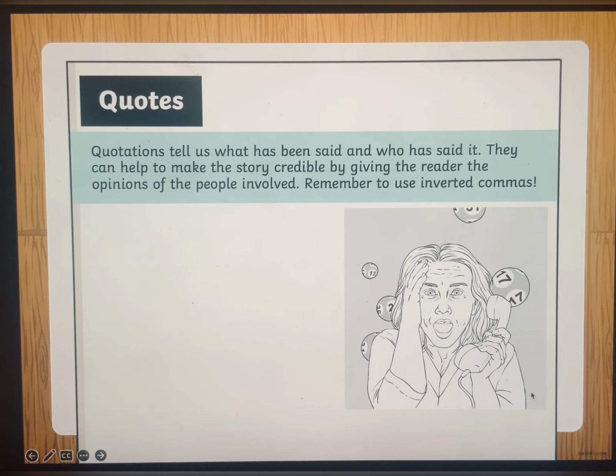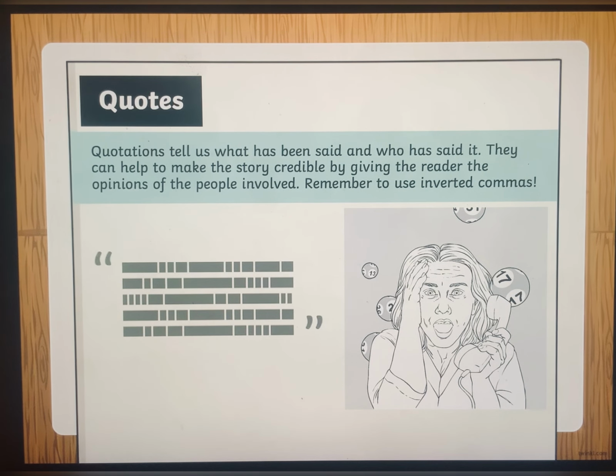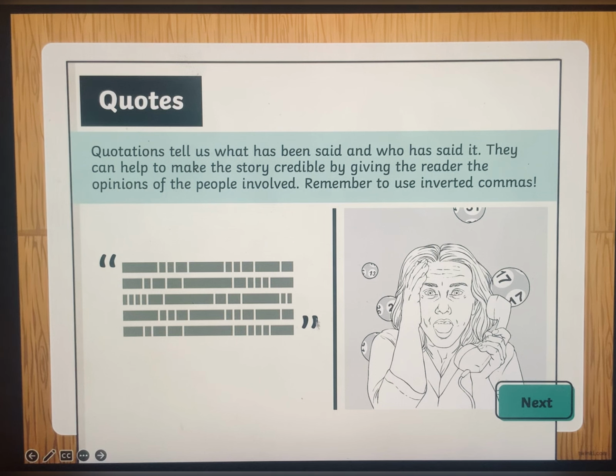So let's see the quotes that I could put. Quotes are something which is always in your speech, your direct speech, right? So these quotes are of great importance. The vital point here is that I need to have the speech marks definitely. Therefore, quotations tell us what has been said and who has said it. They can help to make the story credible by giving the reader the opinions of people involved. Remember to use inverted commas, okay? The emphasis lies here.